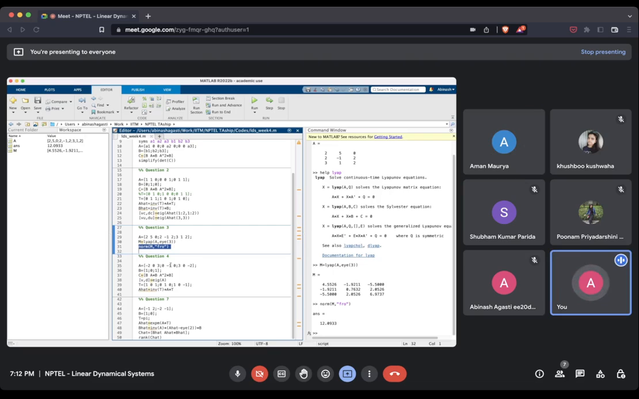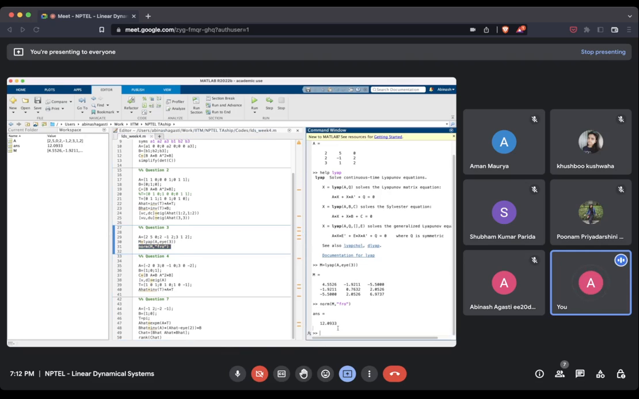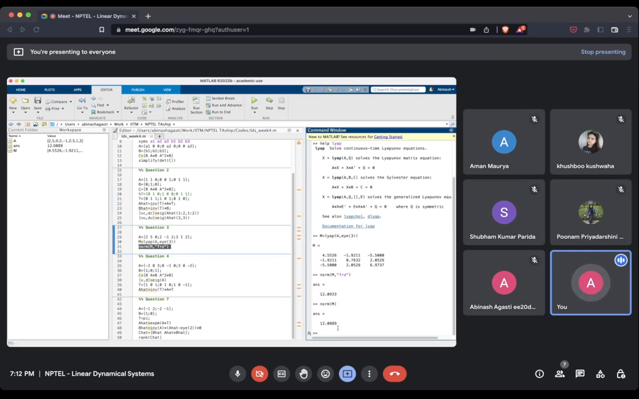Because we wanted the Frobenius norm. If you use the normal norm of M, it gives us the 2-norm, not the Frobenius norm.